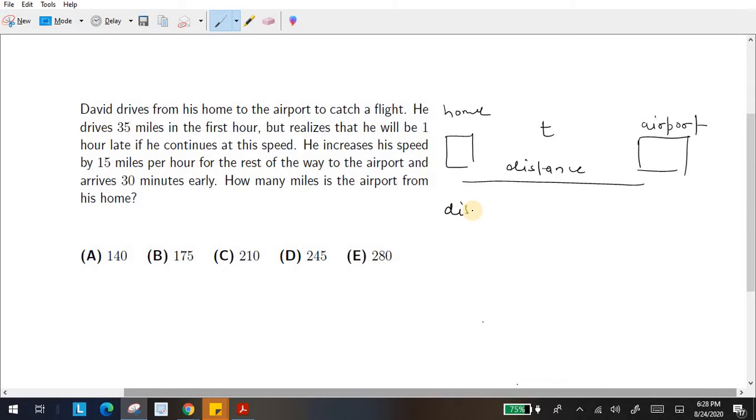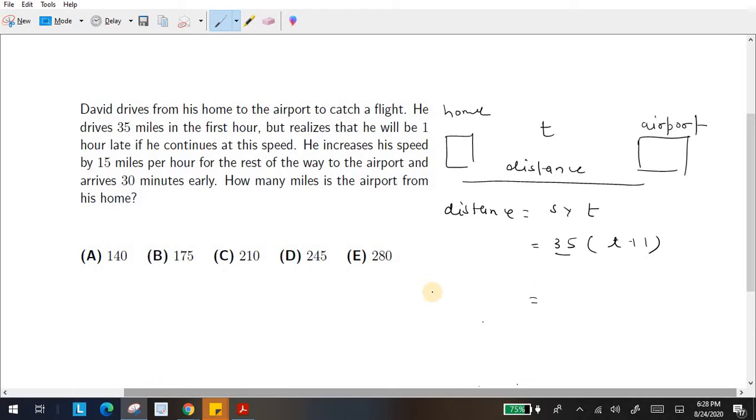So in one case, what will happen? The distance will be equal to speed times time, right? Speed 35 times time. Now see, when he is moving with 35 miles per hour, he's taking t plus 1 hour. Okay, yes, so that's what I did. That's the equation I made. I did 35 times x plus 60, and instead of doing 1 hour, I counted in minutes.